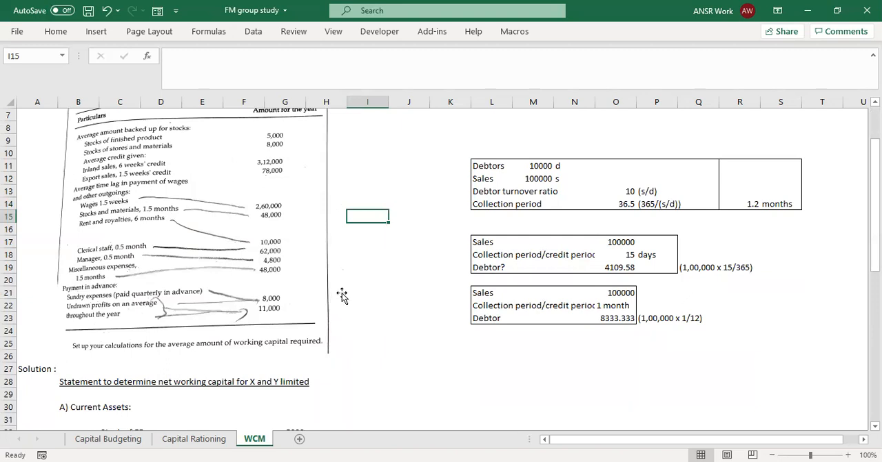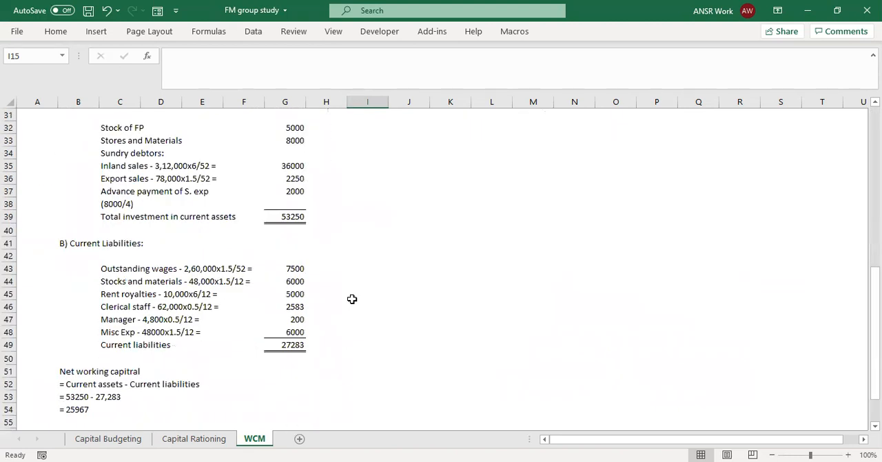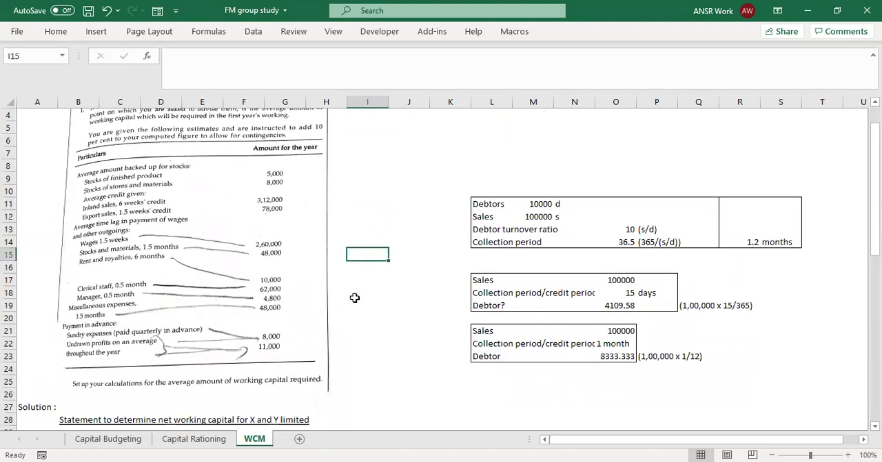If I calculate 48,000 multiplied by 1.5 divided by 12, we get 6,000 as the answer. But if I go 48,000 multiplied by 6 weeks divided by 52, my answer differs. It will come to 5,53x. Yes, that is absolutely correct. That difference will be there.